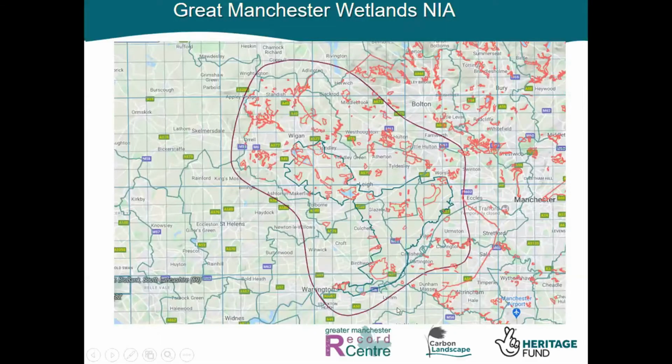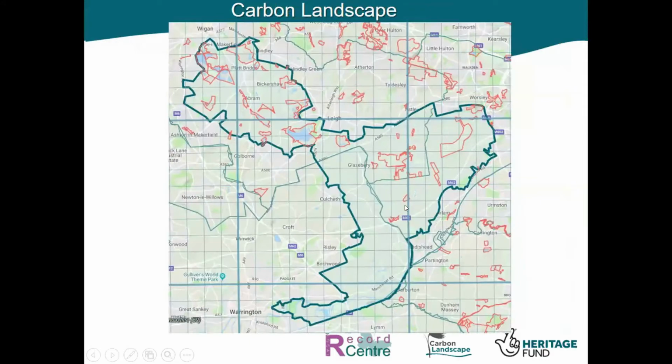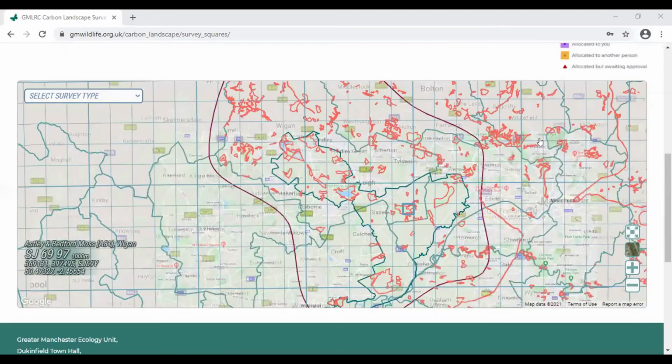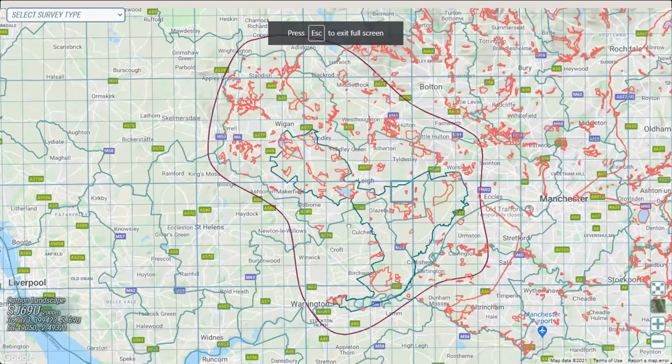So in terms of the geography, we've just looked at the wider GM Wetlands NIA. It does take in quite a big chunk of Warrington. And if we move on to the carbon landscape itself, that should allow me to give you a better view of this, okay, that we can actually zoom in.